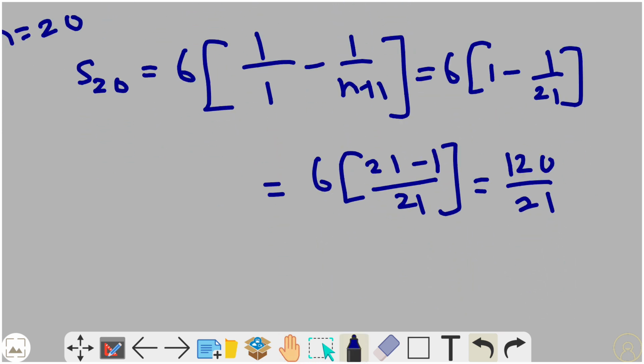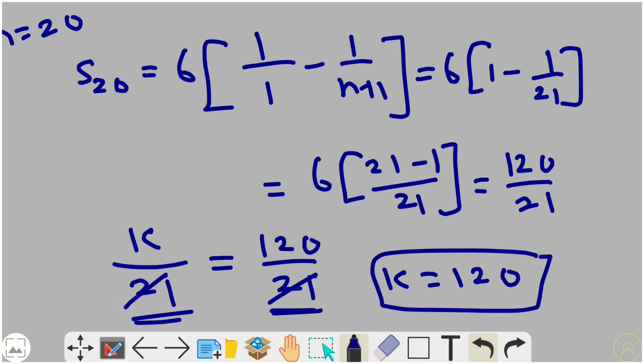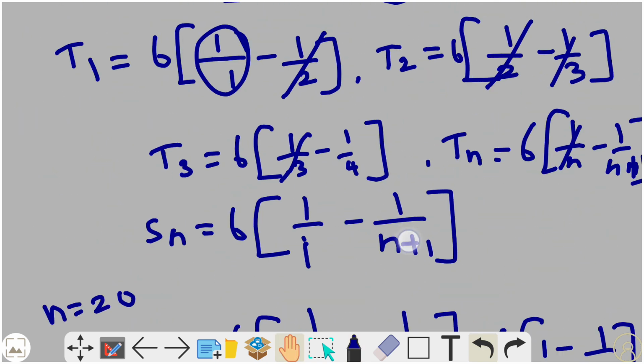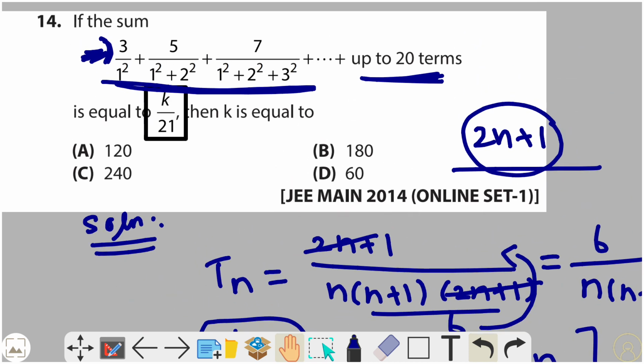In our question we don't have to find the answer, we need to find the value of k. So k divided by 21 is equal to 120 divided by 21. Obviously k equals 120, because the 21s cancel each other. So k equals 120, and looking at the options, option A, that is 120, is the answer.